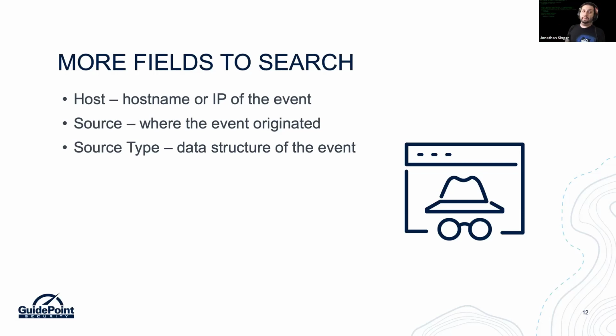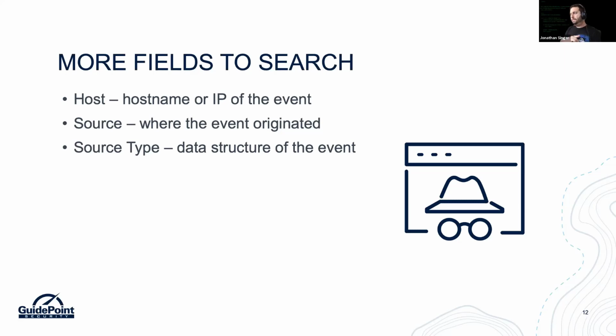Now source helps define where the log originated on that system. A source could be a particular path to a file, so if we're reading a log file, that's where source is. So now we know what system it came from and what file on that system it came from. And then finally, we have something called source type, which is the data structure of it. So I know what system it came from.